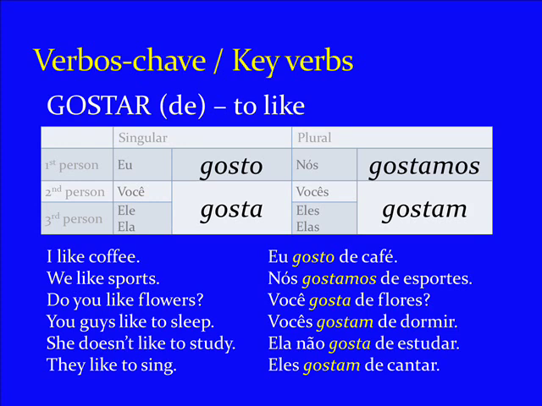Okay, examples. Eu gosto de café. Notice the de. Gosto de café. Nós gostamos de esportes. We like sports. Do you like flowers? Should have a question mark. Você gosta de flores?